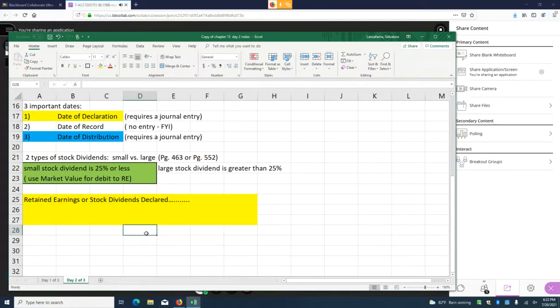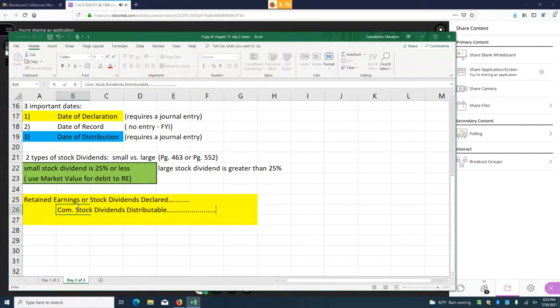So one of these debits would be appropriate, either stock dividends declared or retained earnings. You would then credit, we're talking common stock here, common stock dividends distributable. Think of it like payable.